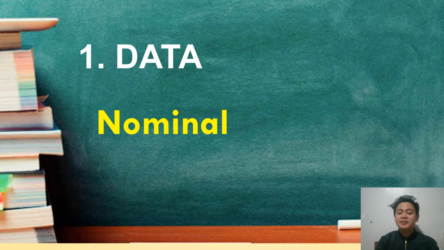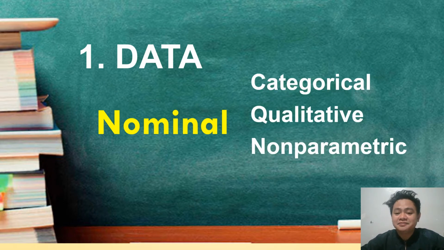Is your data nominal? So what do you mean by nominal data? In statistics, a nominal data is a type of data that is used to label variables without providing any quantitative value. It is the simplest form of scale of measure. So in nominal data, you're going to use symbols to represent your data. Actually, this nominal data is also called categorical data, qualitative data, and non-parametric data. In nominal, you just use letters and symbols to represent this data.